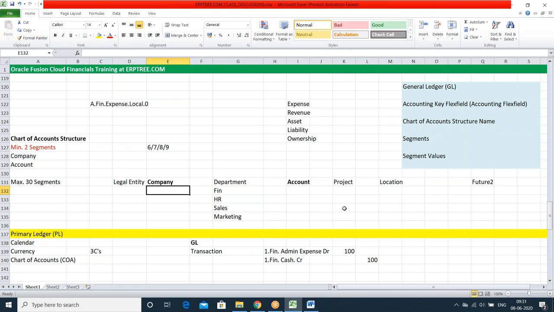So then how do we eliminate the intercompany transaction? That is a separate concept. When you are doing the consolidation, we do the elimination. Okay. Intercompany, we don't include in the consolidation. Yes, that we have to do. That is a concept specific to consolidation. Okay.